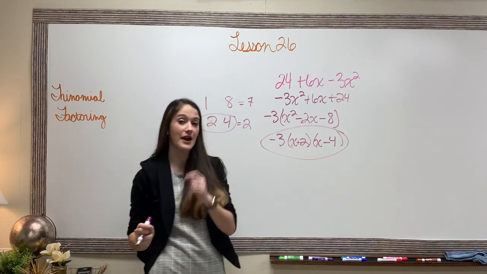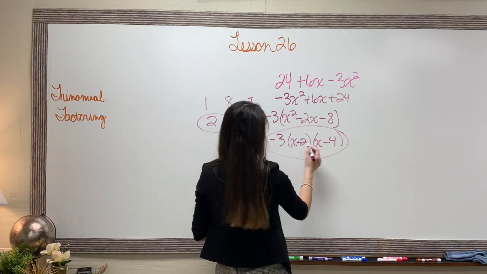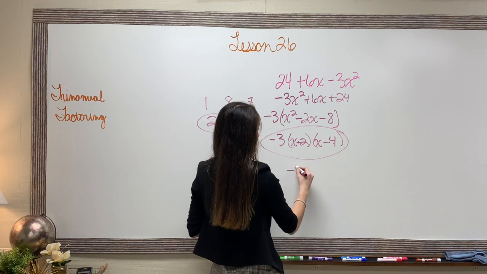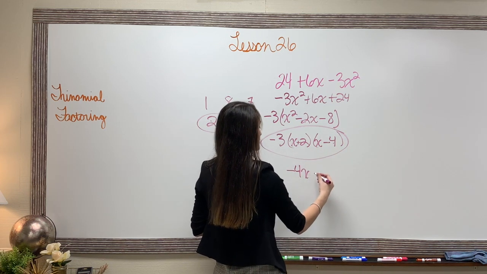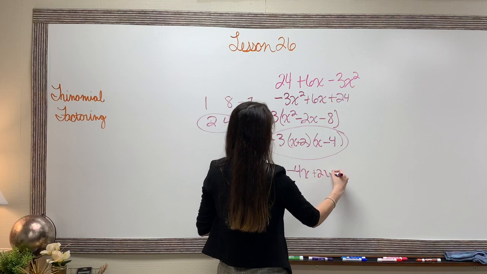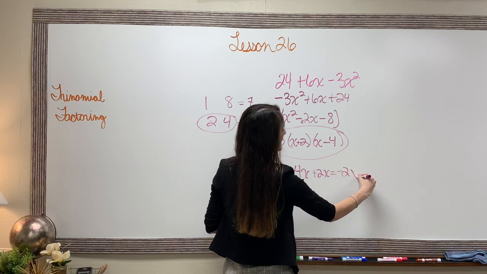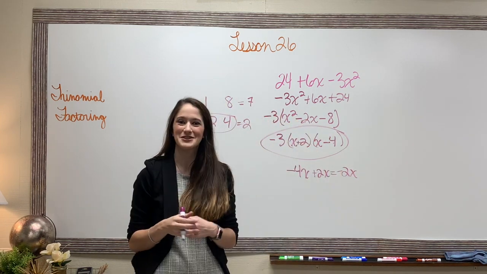I'm going to go ahead and double check that I got my middle terms correct. So -4 times x is -4x, and then 2 times x is +2x. When I add those together, I get -2x, which is my middle term, so we're good.